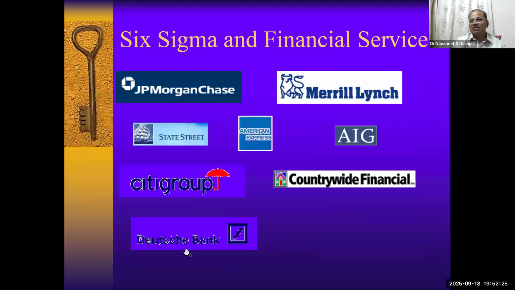JP Morgan Chase, Merrill Lynch in financial services, State Street, American Express, AIG, Citigroup, Countrywide Financial, Deutsche Bank. All these are in financial services. So it's not necessary that it only has to be used in manufacturing. It can be introduced into financial services as well.